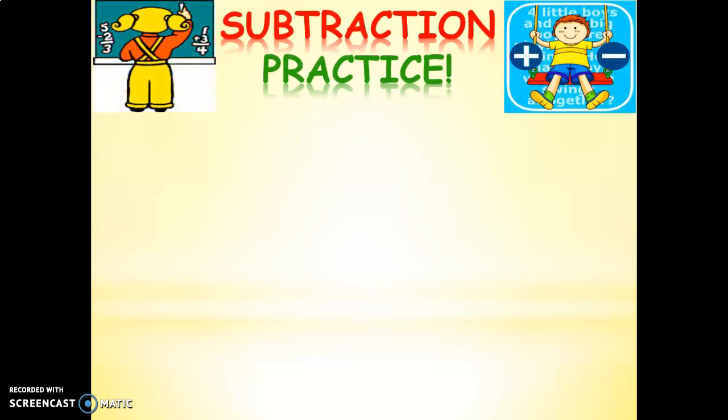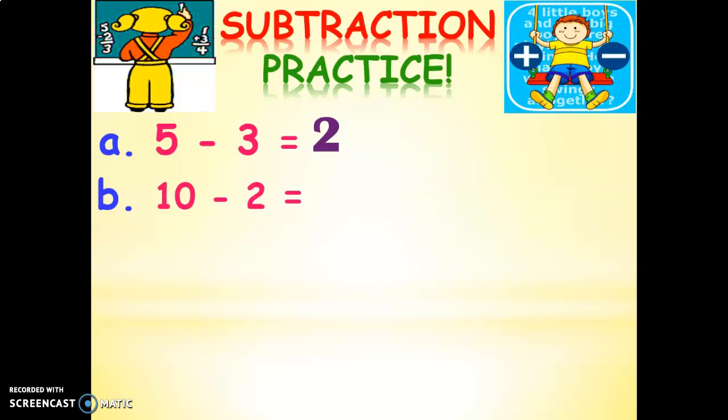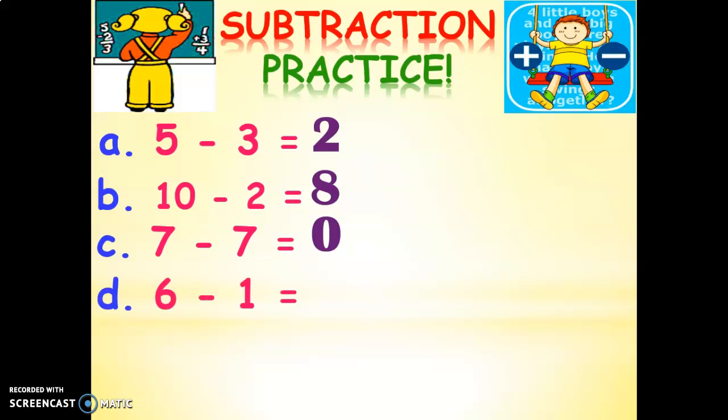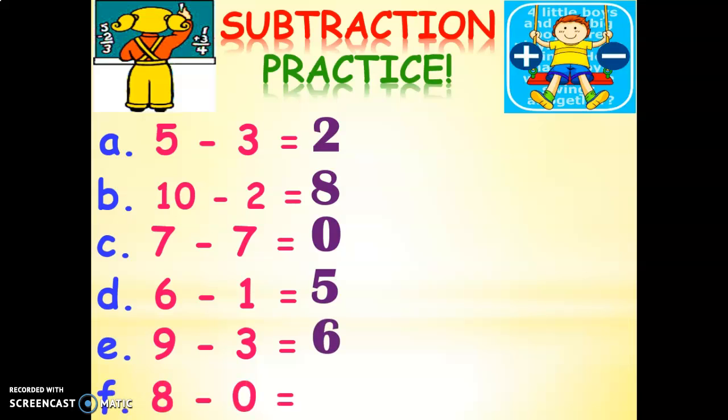Now let's have a short practice in doing subtraction. I will be showing you some numbers and you can try to think of the answer. For letter A, 5 minus 3 equals 2. Letter B, 10 minus 2 equals 8. For the next one, you have 7 minus 7 equals 0. For letter D, it's 6 minus 1 equals 5. For the next one, we have 9 minus 3 equals 6. And then we have 8 minus 0 equals 8.